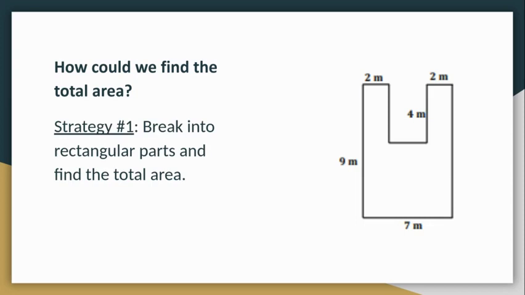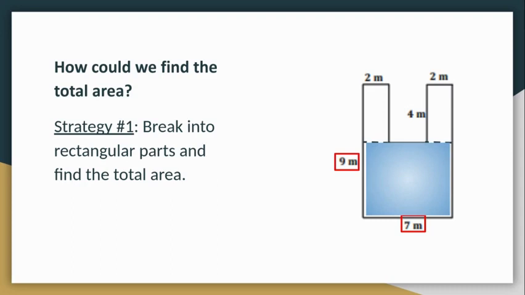The first strategy is to break our figure into rectangular parts and find the total area. Here, we can draw dotted lines to form three rectangles. We can find the area of the two equal top rectangles by multiplying the length times width. We can find the area of the lower figure by multiplying the length times width again.